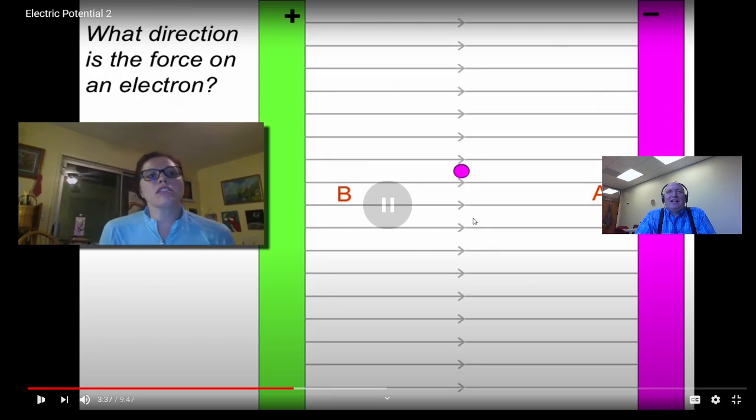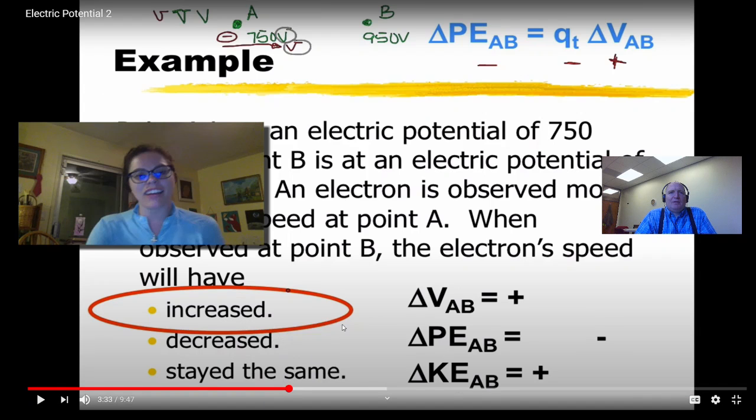Okay, so next slide. What direction is the force on the electron? So we have... Okay, so I just want to go back a little bit. We'll stop it at this point in the video. Wow. I mean, these problems, you really need to drive it home. I thought you did a great job of really talking about the signs.